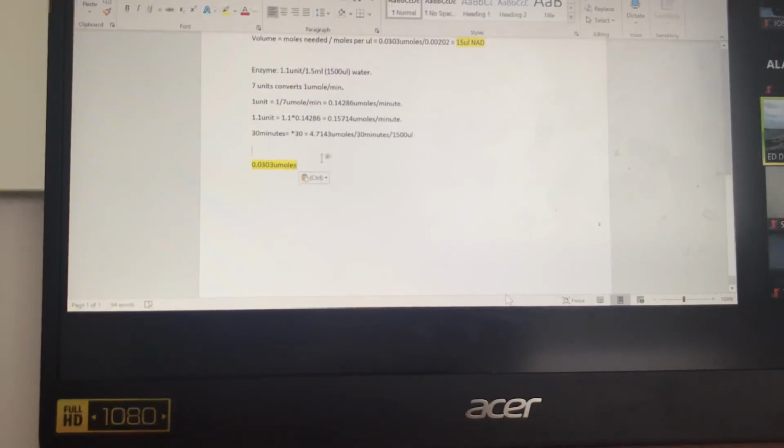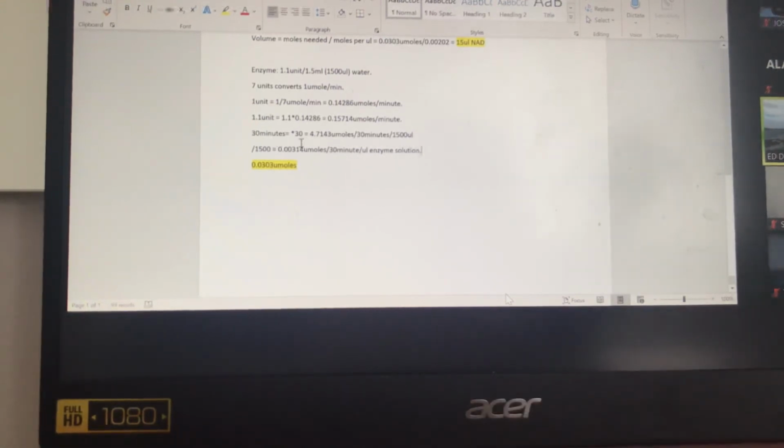So, if we know this, I would be tempted to work out how many micromoles per half hour you could convert per 1 microliter. So if we divide that value by 1500, because that enzyme is all dissolved in 1500 microliters, we get 0.00314 micromoles converted per 30-minute period per microliter of enzyme solution.